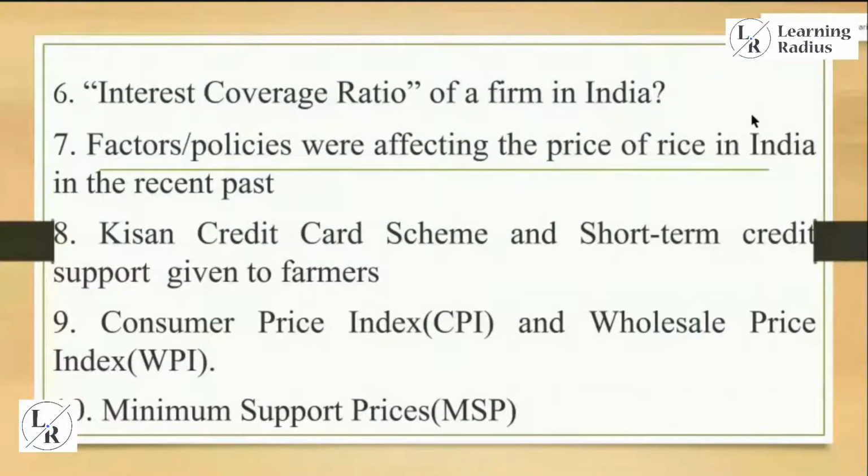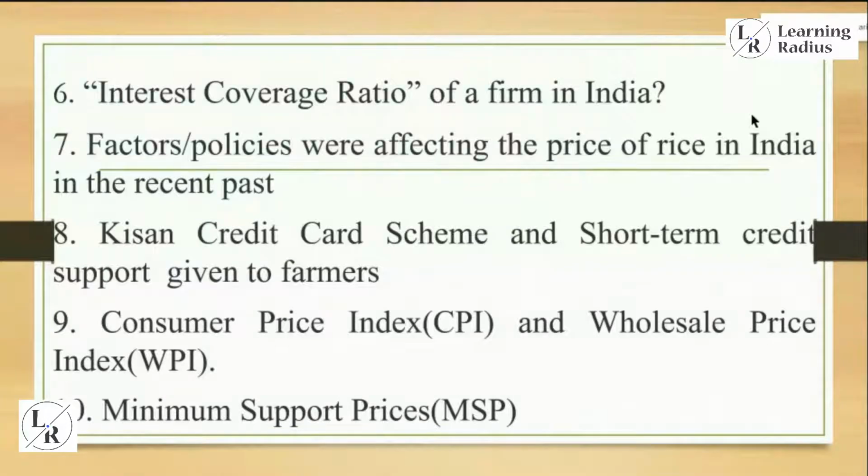Sixth one, interest coverage ratio of a firm in India. Seventh one, factors and policies that were affecting the price of rice in India in the recent past. Eighth, Kisan credit card scheme and short-term credit support given to farmers. Ninth one, consumer price index (CPI) and wholesale price index.